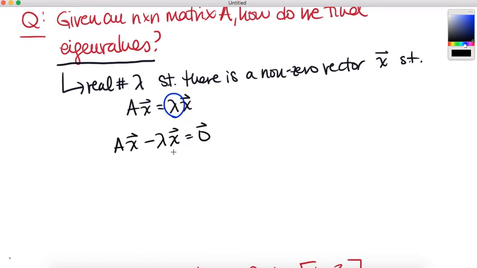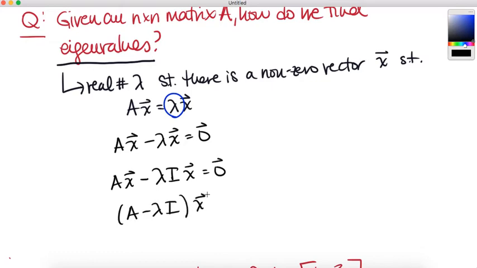In the last video, we talked about moving the lambda x over to the other side, because we want to make this look a little more like a matrix equation, Ax equals b, that we can use row reduction on. So this vector x we can write as the identity times x, and then we can factor out the vector x on the right side. Then we've got A minus lambda I, times x, is equal to 0.